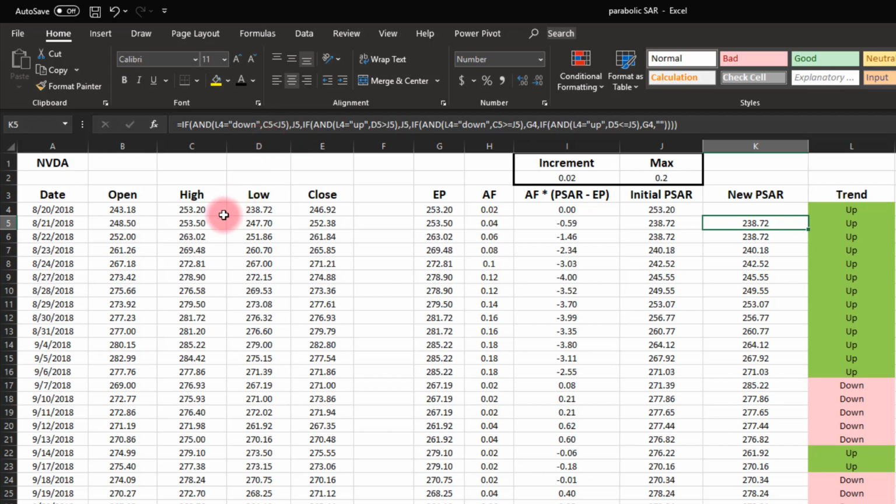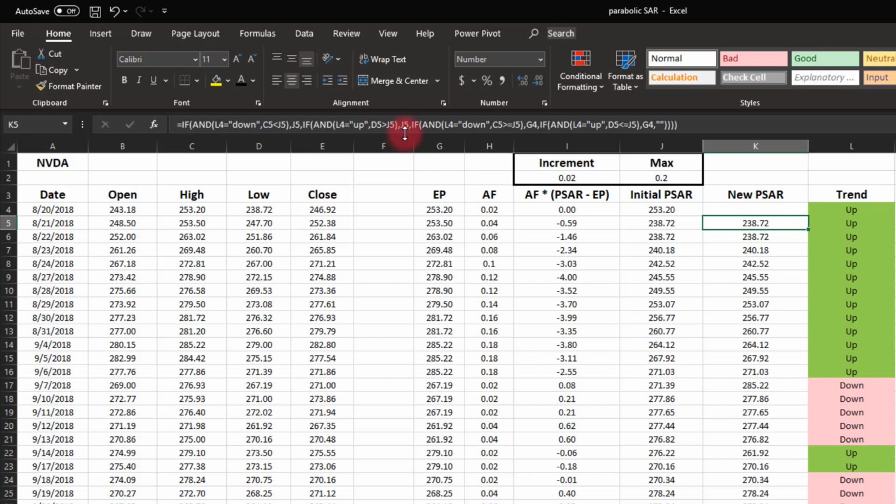We're going to say, is the high of the day, that's C5, less than J5, which is the initial PSAR? And if that's true, we want to return J5. We just want to keep the initial PSAR. On the other hand, we're going to do another if-and condition. If L4 is up, which it was in this case, and D5 is greater than J5. So D5 is over here, is the low of the day, greater than J5, which is the initial PSAR. And if that's true, again, we want to return J5, which is the initial PSAR.